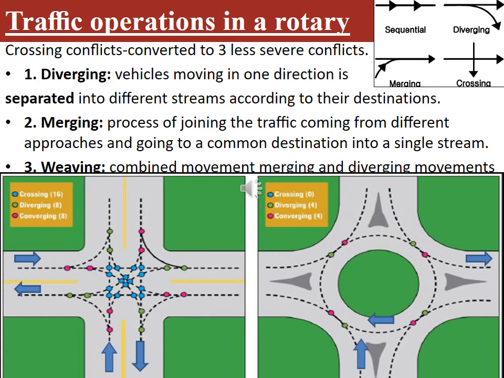So all these converging, diverging and crossing conflicts are shown here in blue, red and green colors in the first figure and second figure. So in a roundabout, you can see there is no crossing conflict point, only 4 diverging and merging conflict points.